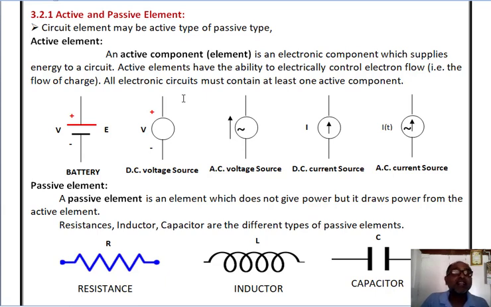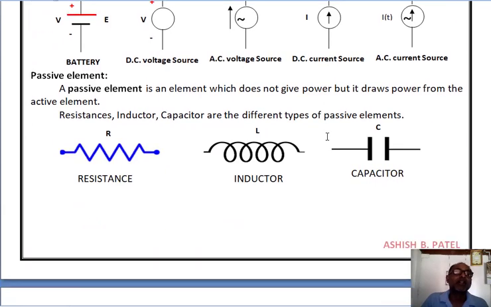So here we can say that an active element is nothing but an element used in a circuit to give power, or which is able to give power to the circuit. The different types of active elements used in the circuit are battery, as well as voltage source: DC voltage source, AC voltage source, DC current source, AC current source. So these are the different types of active elements which are used in the circuit.